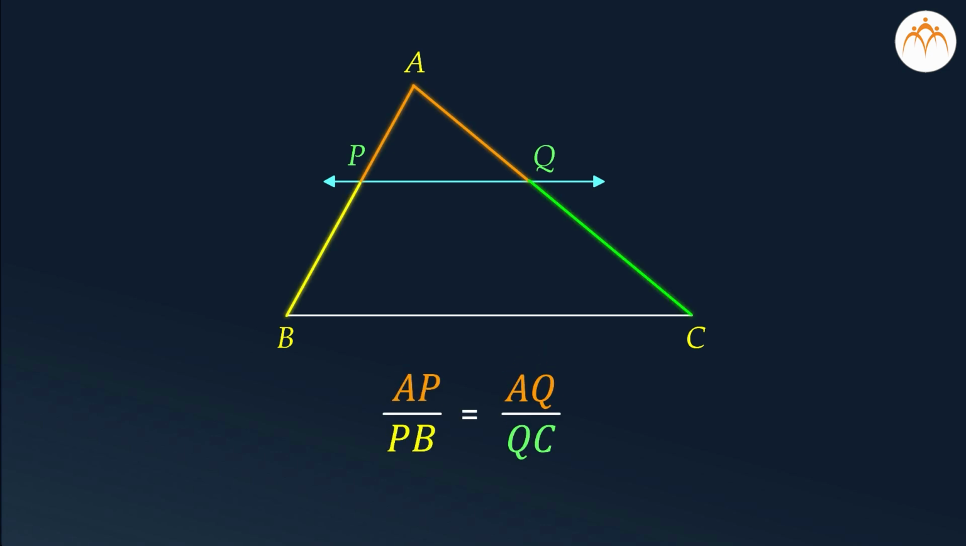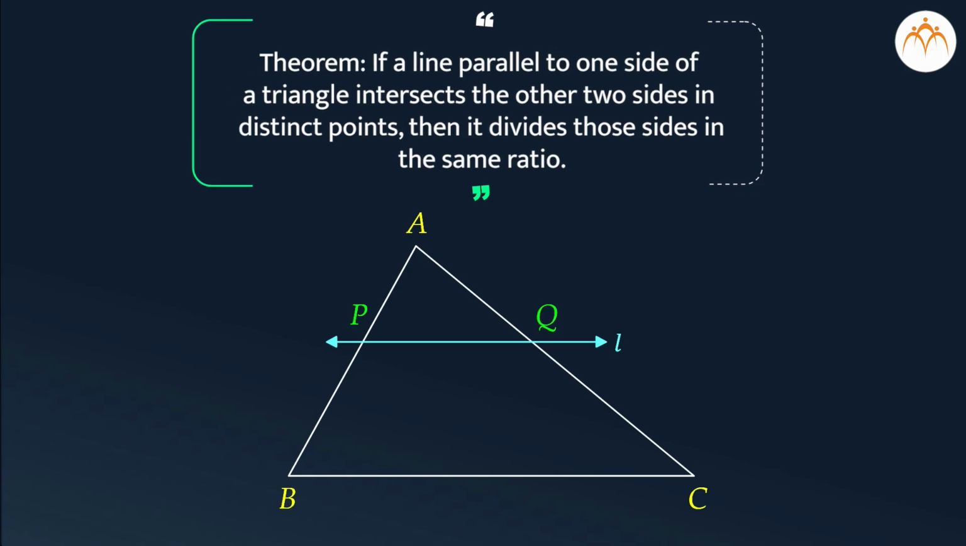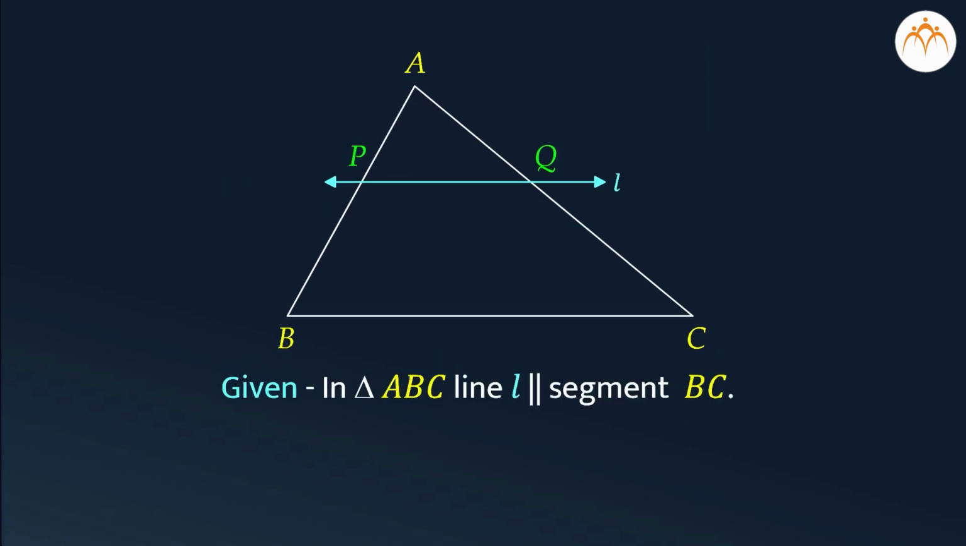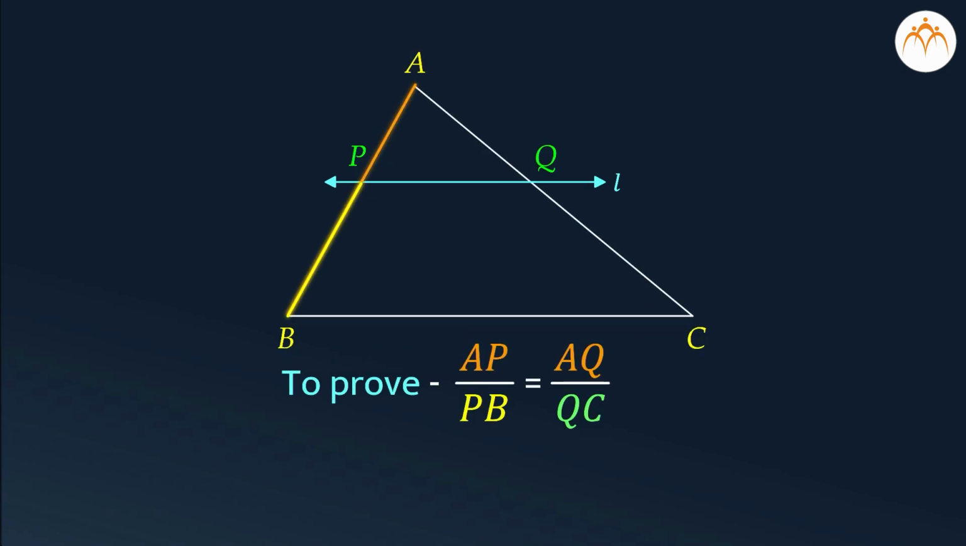In other words, theorem: if a line parallel to one side of a triangle intersects the other two sides in distinct points, then it divides those sides in the same ratio. Given: in triangle ABC, line L is parallel to segment BC. To prove: AP upon PB is equal to AQ upon QC.